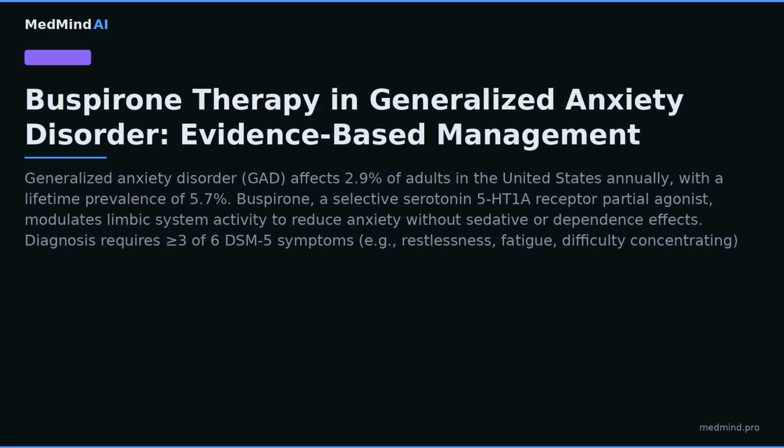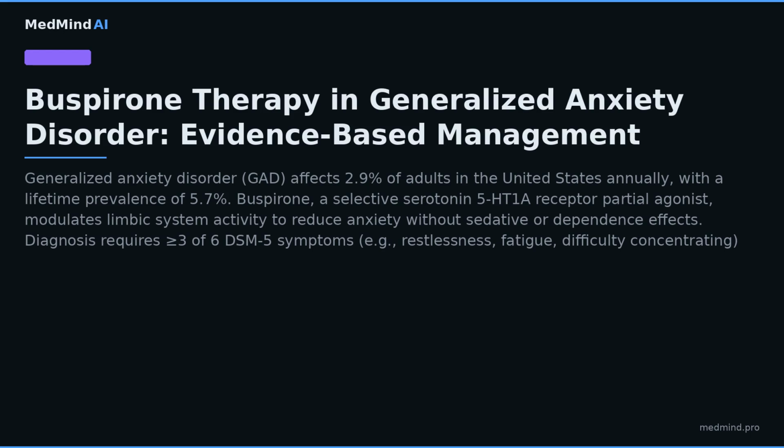Buspirone therapy in generalized anxiety disorder, evidence-based management. Generalized anxiety disorder, GAD, affects 2.9% of adults in the United States annually, with a lifetime prevalence of 5.7%. Buspirone, a selective serotonin 5-HT1A receptor partial agonist, modulates limbic system activity to reduce anxiety without sedative or dependence effects.